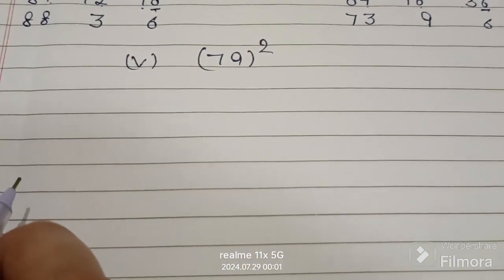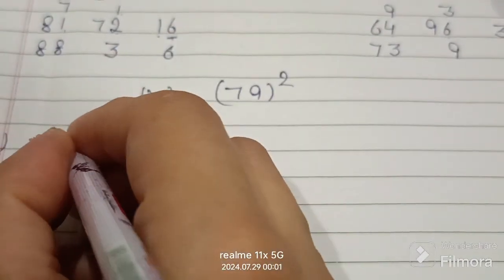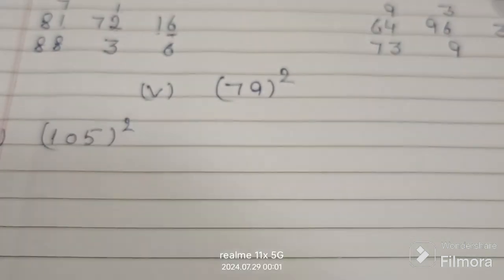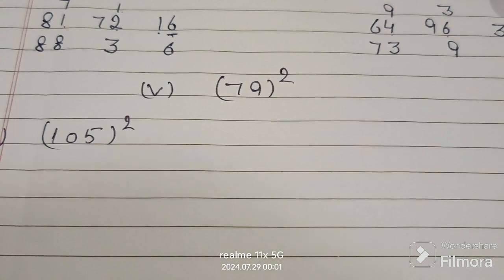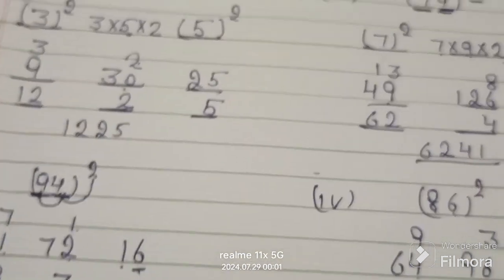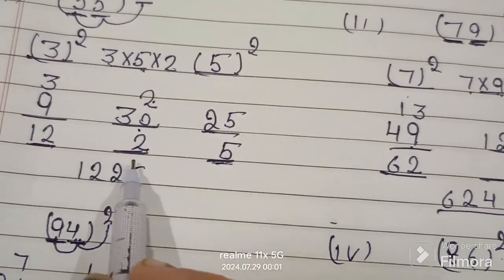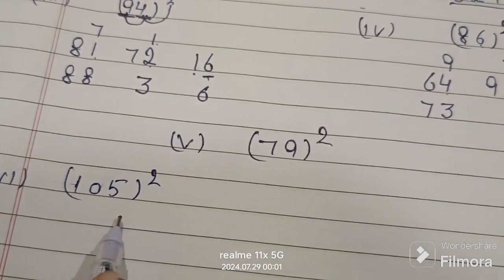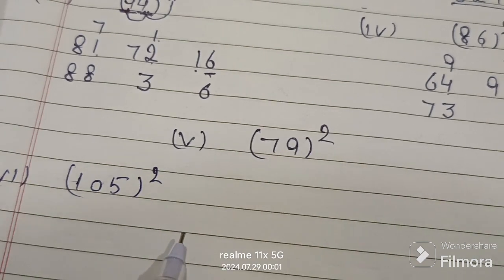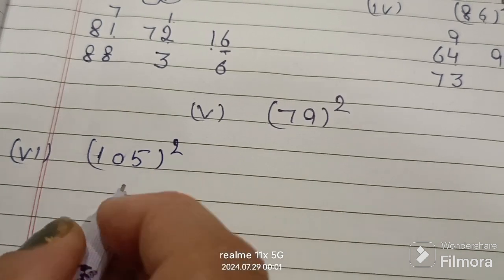Now, let's find the square of 3-digit number. 105 squared. As I told you earlier, the trick to find the square of a 3-digit number is similar to the trick to find the square of a 2-digit number. I was writing only 1 digit in each part, but in the square of a 3-digit number, I have to write 2 digits in each part. Let's understand it by an example.